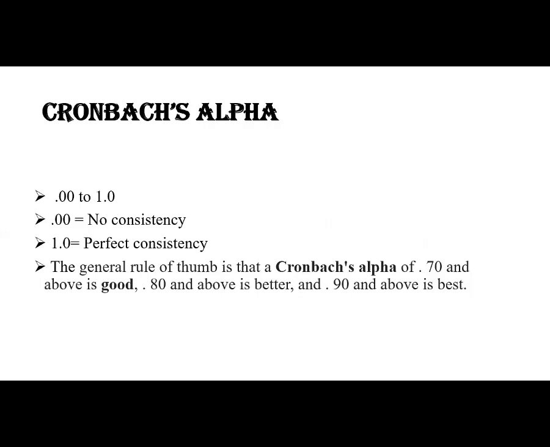The Cronbach alpha value can be from 0 to 1. 0 represents no consistency between items, and 1 represents perfect consistency. The general rule of thumb is that a Cronbach alpha of 0.70 and above is good, 0.80 and above is better, and 0.90 and above is considered as best.